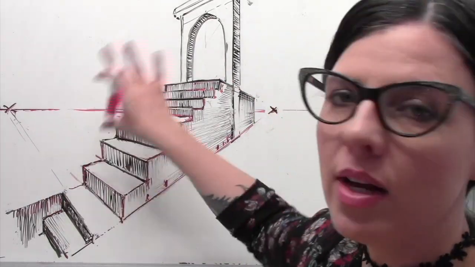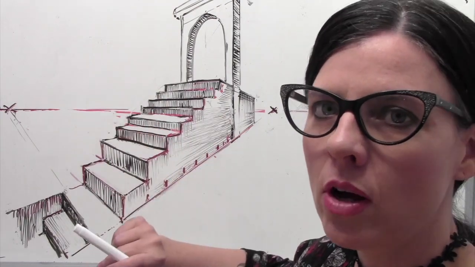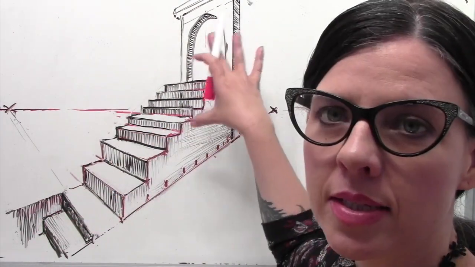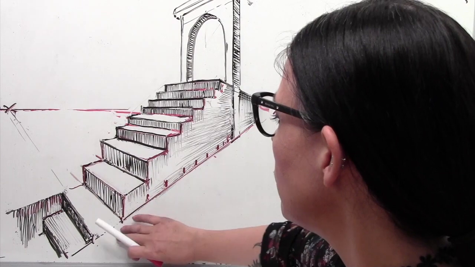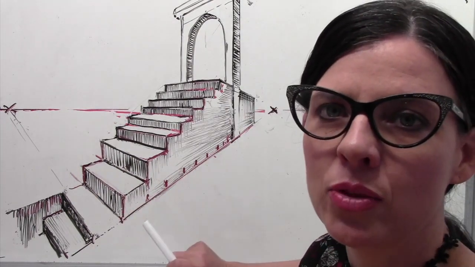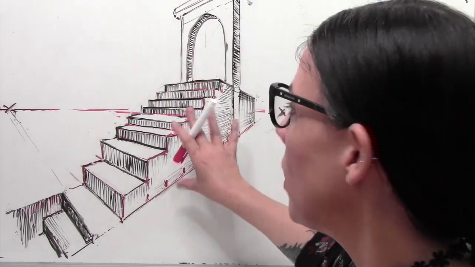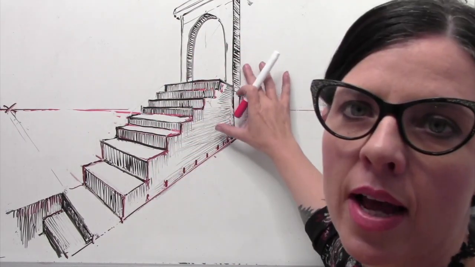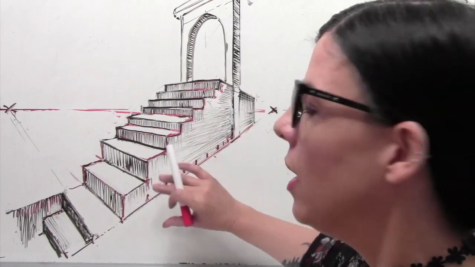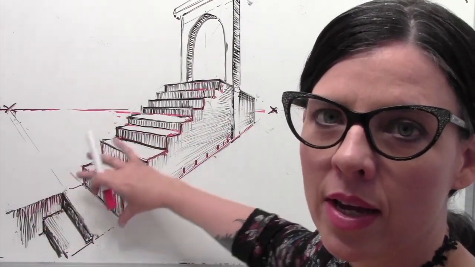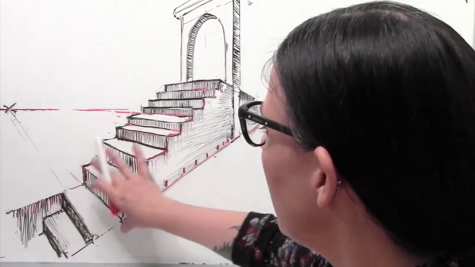So we're just going to start again pretty much where we left off. In my last lesson, I taught you how to create a staircase in two-point perspective. Next, I'm going to teach you about arches. So I just added a little arch up here, and I also extended the staircase down there.